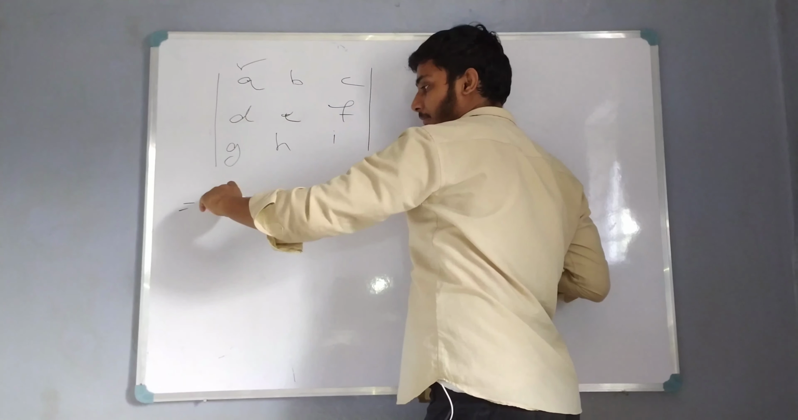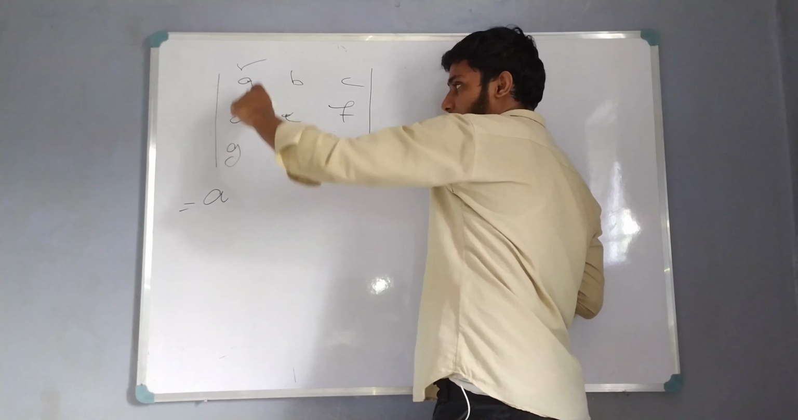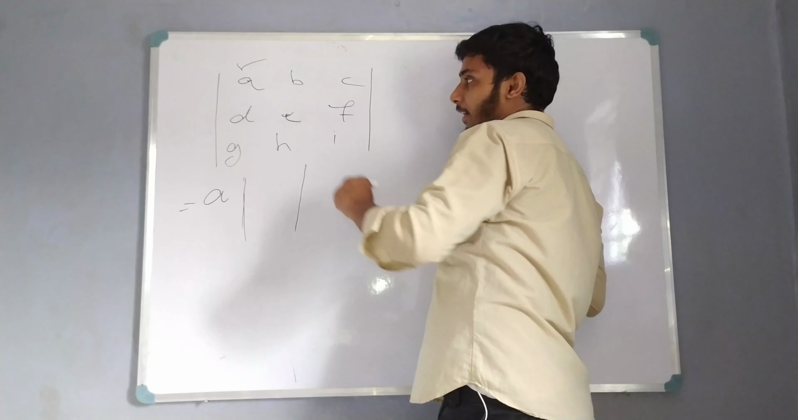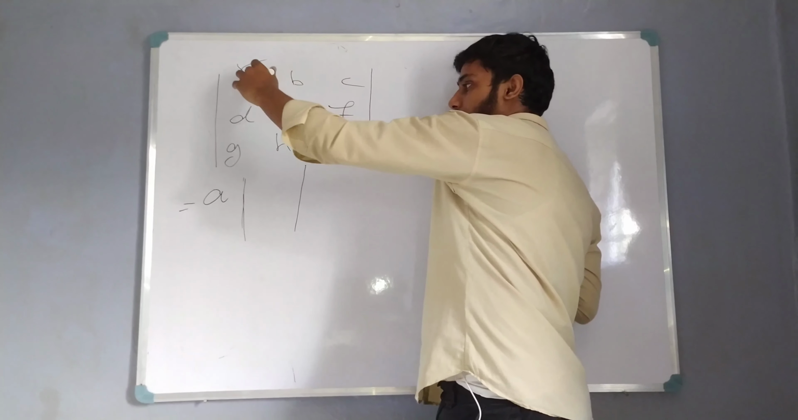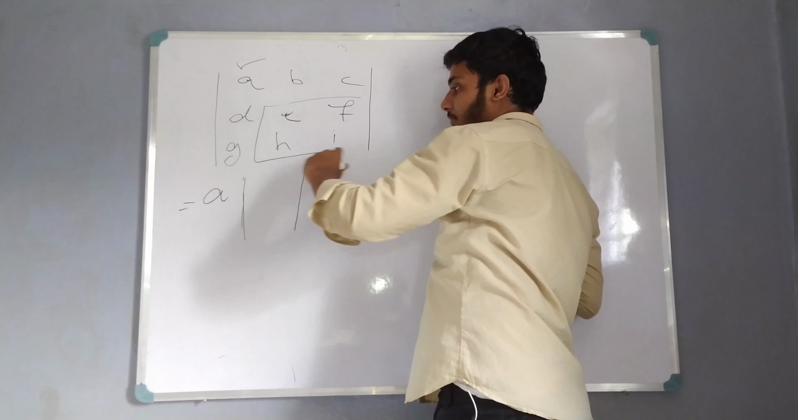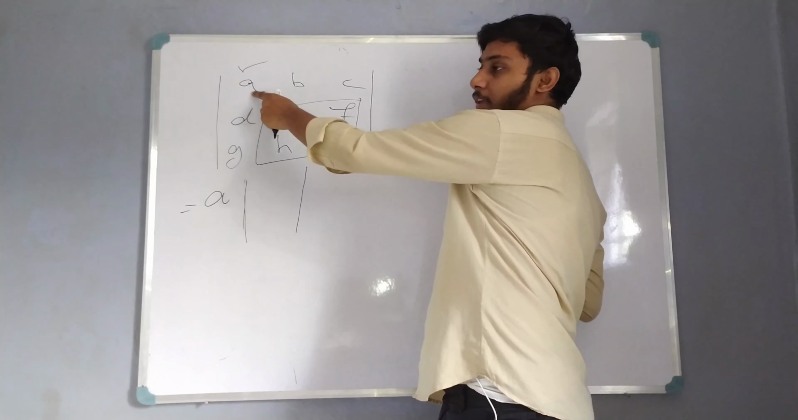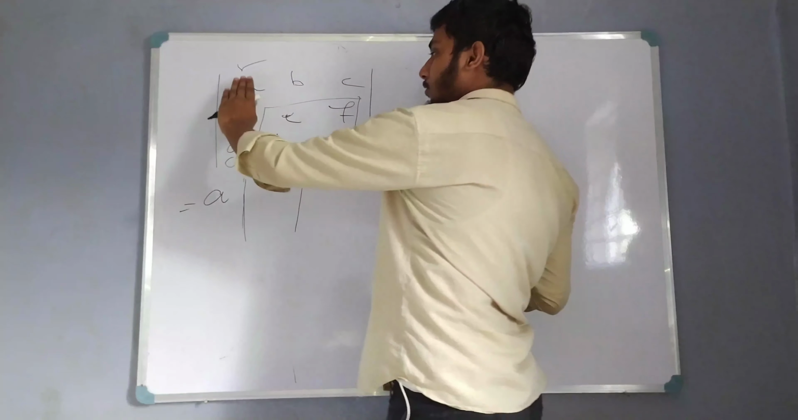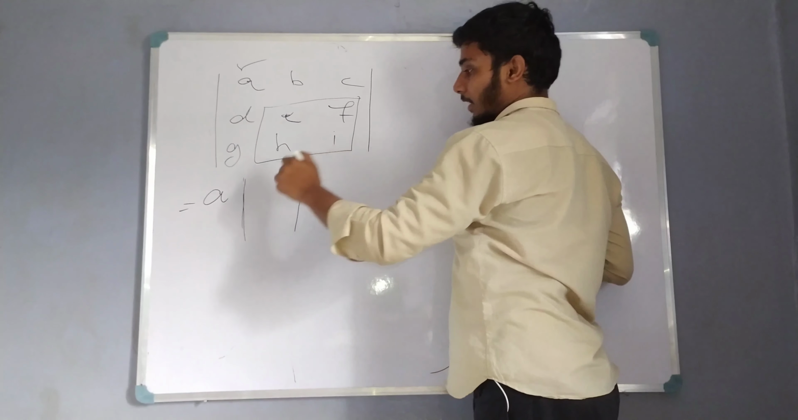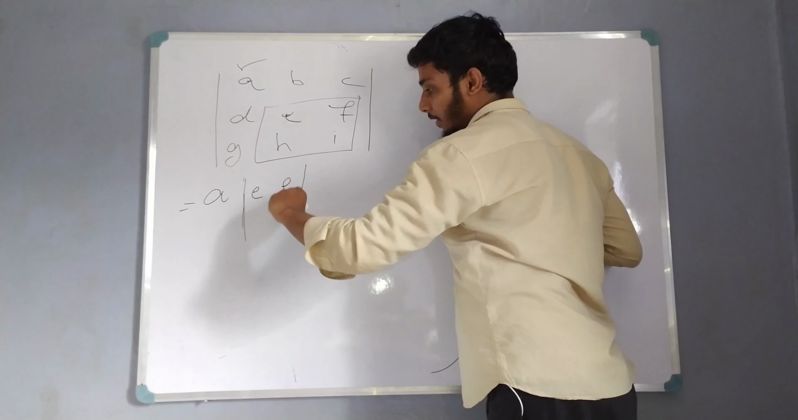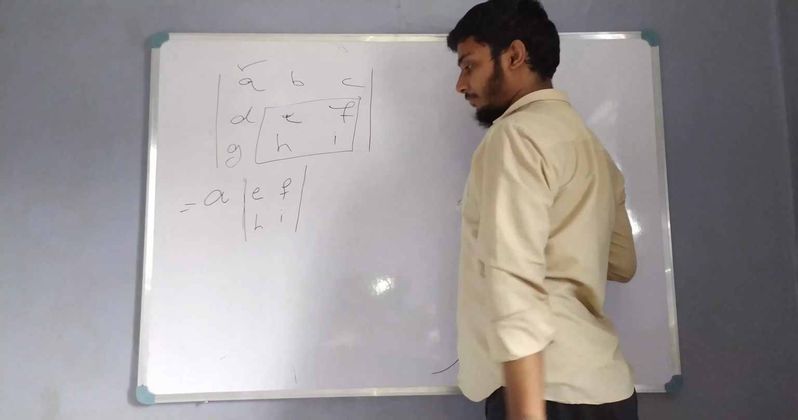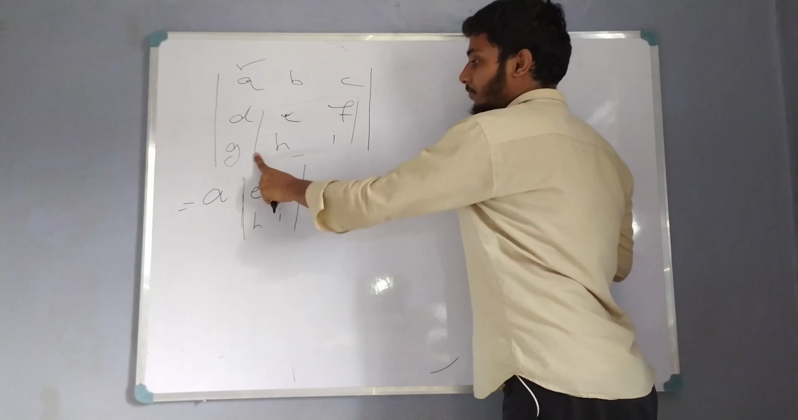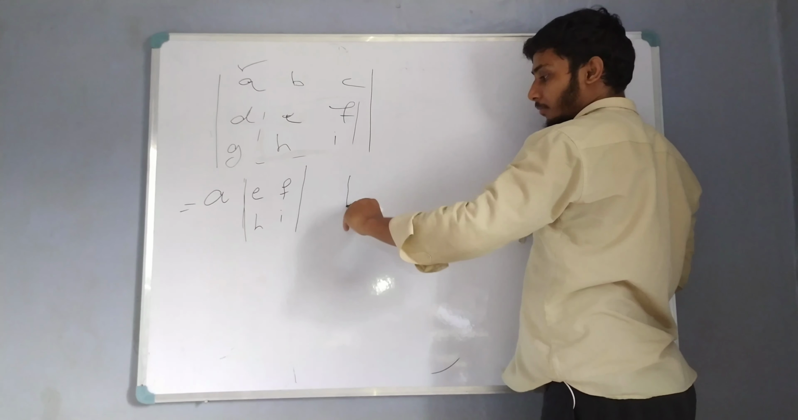So take this element a and write here, and after writing a you have to write a second order determinant which you will get after eliminating this row and this column. So you will get this. I am taking a, and after eliminating this row and this column, what you will get? e, f, h, i. So you have to write here e, f, h, i. So it is the expansion rule. And now again take b.